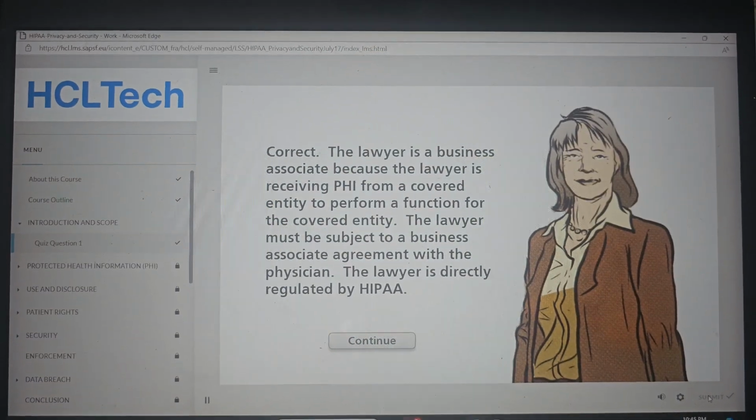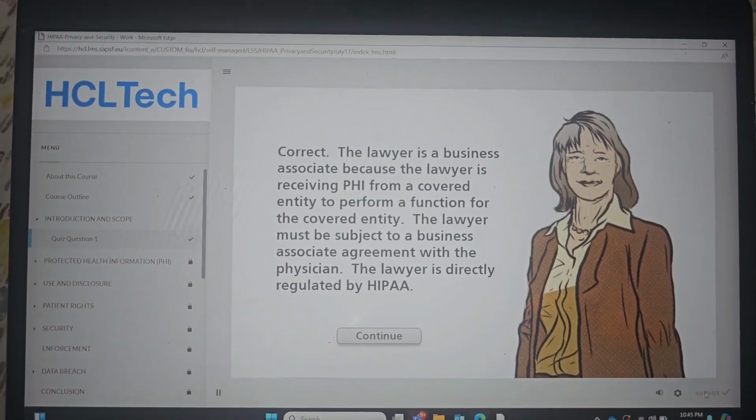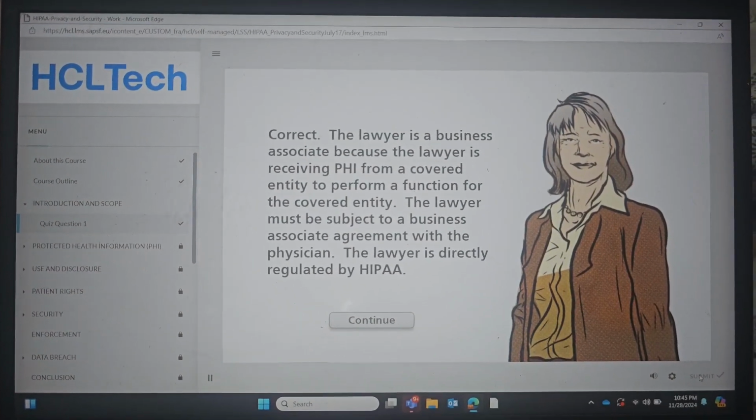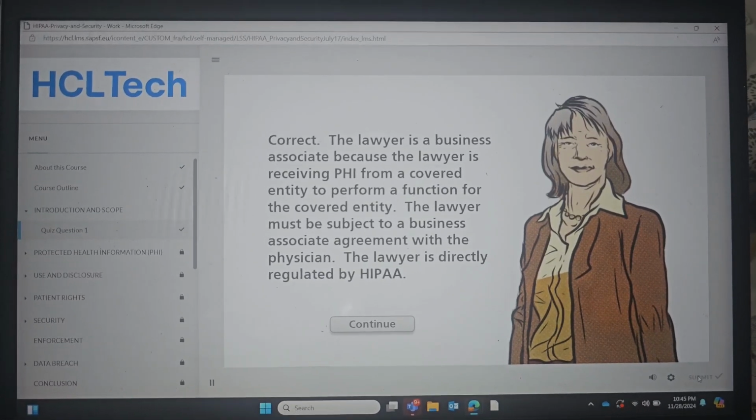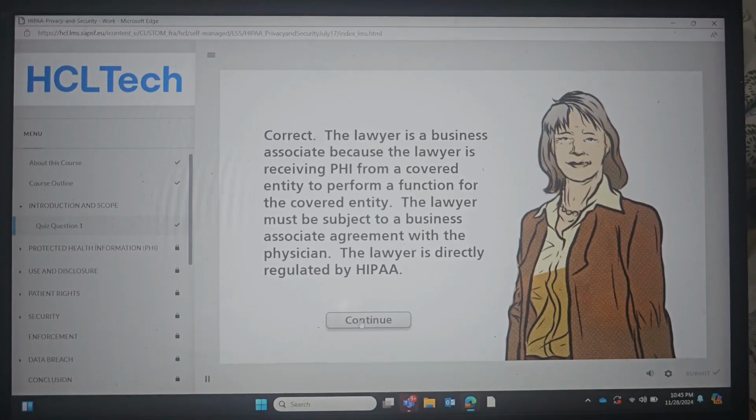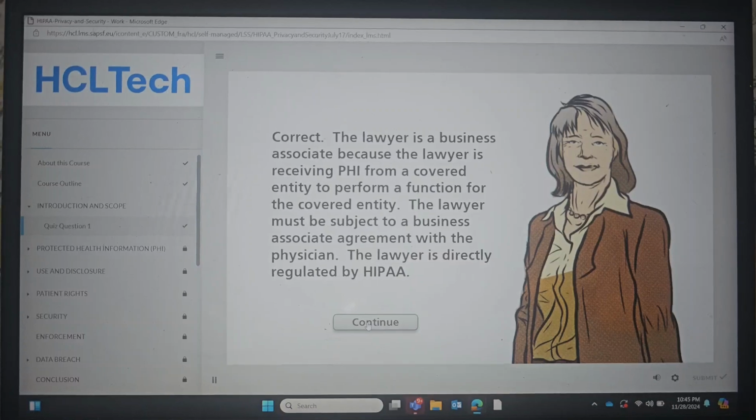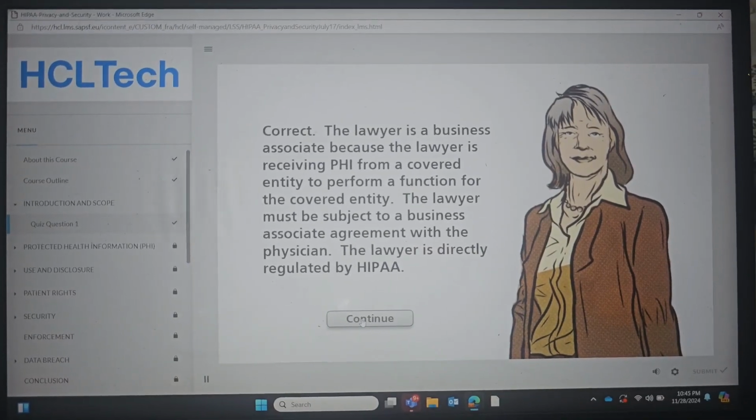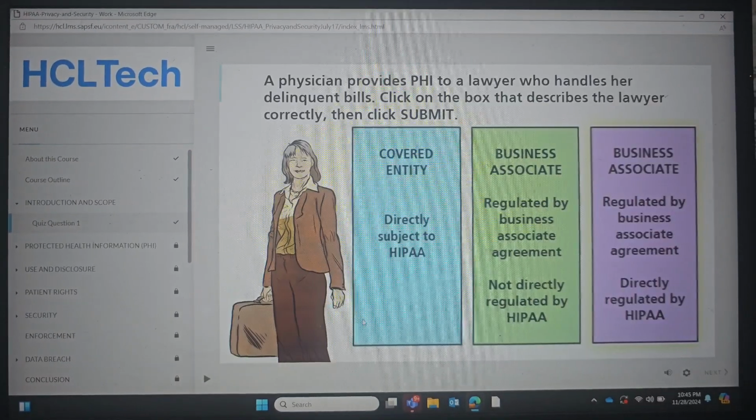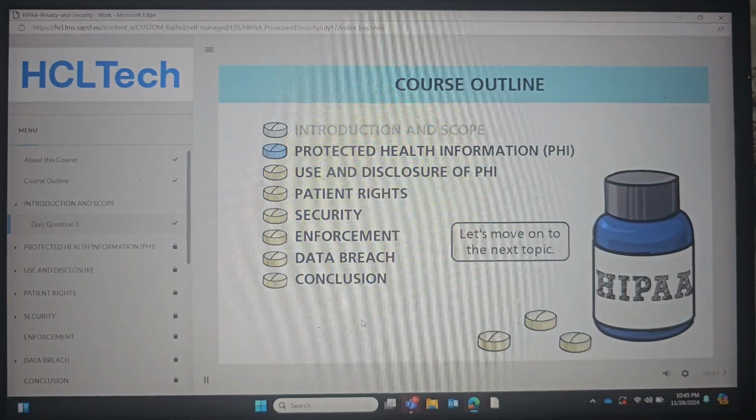Correct. The lawyer is a business associate because the lawyer is receiving PHI from a covered entity to perform a function for the covered entity. The lawyer must be subject to a business associate agreement with the physician. The lawyer is directly regulated by HIPAA. Let's move on to the next topic.